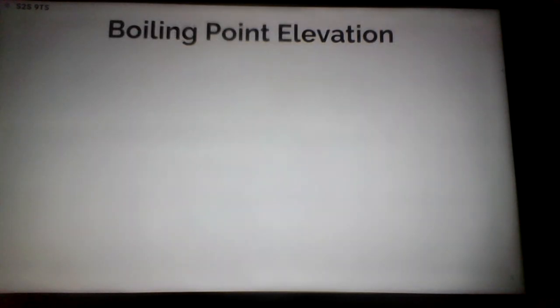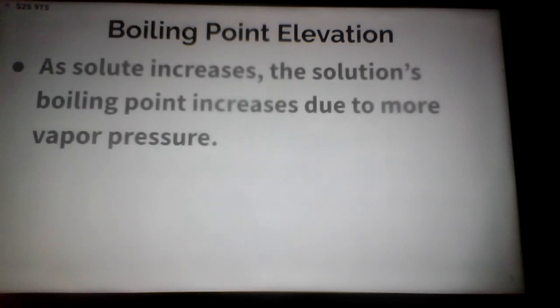Ready? All right, boiling point elevation. What does that mean? That means that the boiling point of a solution could actually go up from normal based on how much solute we put in. As we put in more solute, the solution's boiling point will also increase because there's more vapor pressure. There's more stuff in there forcing molecules to move around. That's going to make the vapor inside put a little bit more pressure in and raise what normally would be the boiling point of that particular fluid that's acting as a solvent.